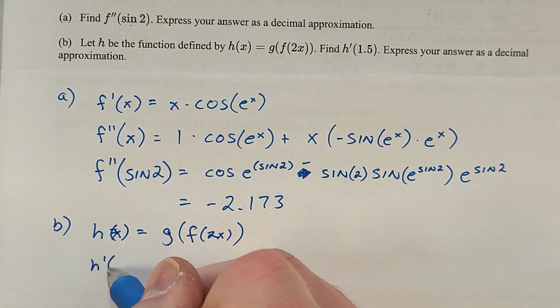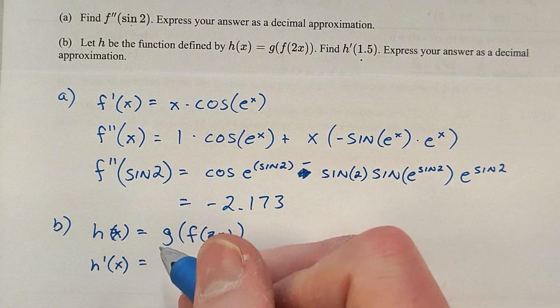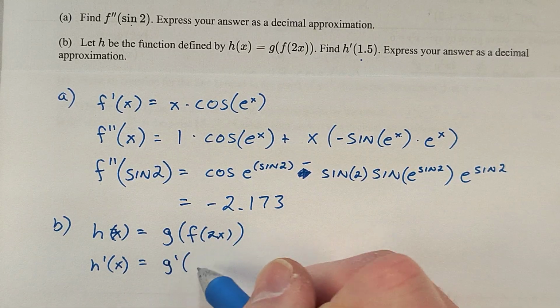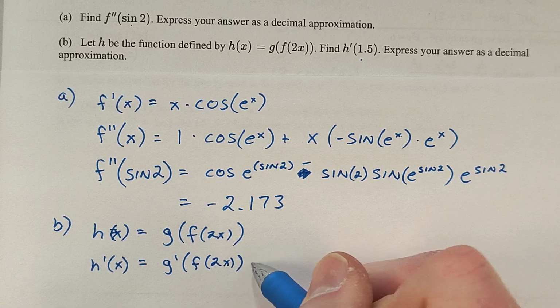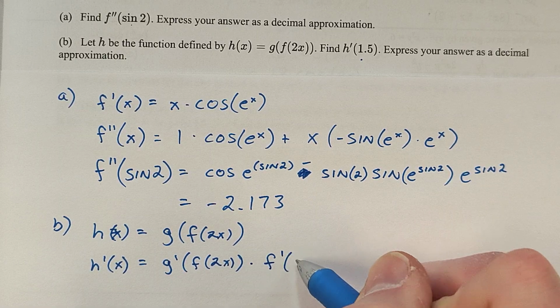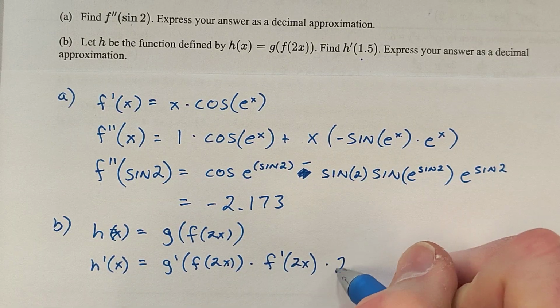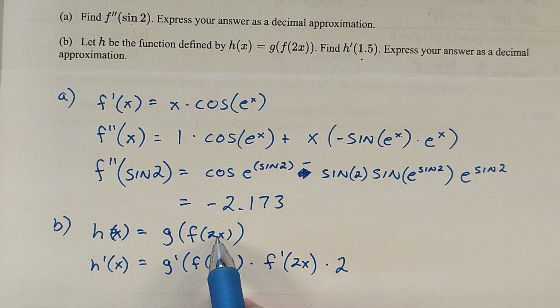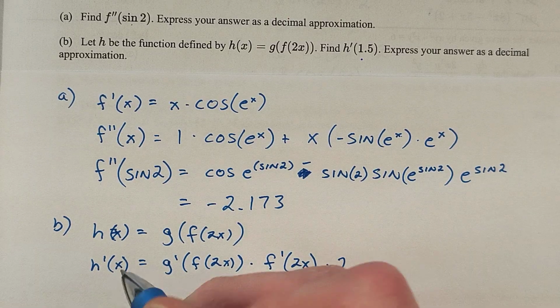So h prime of x, let's just do it. Let's not worry about the 1.5 just yet, let's just do the derivative. So it's going to be g prime of f of 2x times f prime of 2x times the derivative of 2x. It's like a triple composite. There are 3 layers: the inner, the middle, and the outermost. So we had to do a multiple chain rule there.